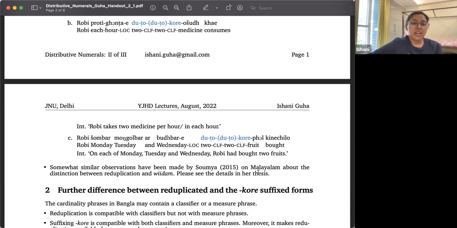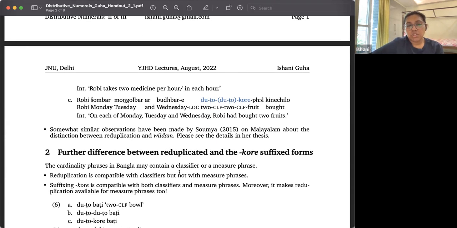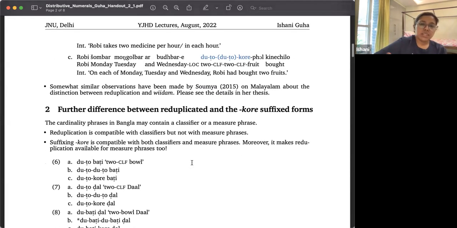Okay. Actually, I was thinking that since I was not able to write down Soumya's data here, maybe one of you can present it for the workshop, whatever she has in her thesis on this distinction. That would be a good exercise because we have Bengali participants, and this is a suggestion. You don't have to.